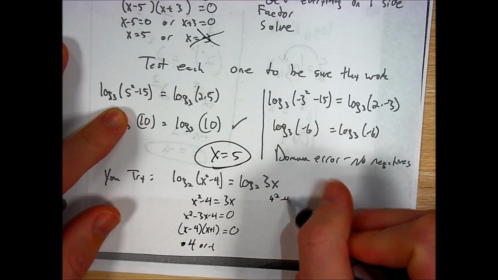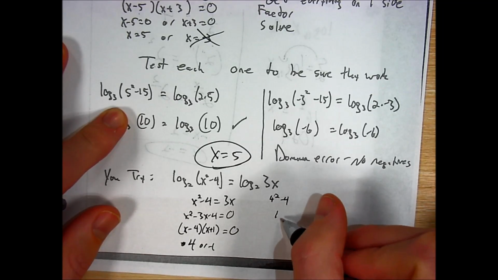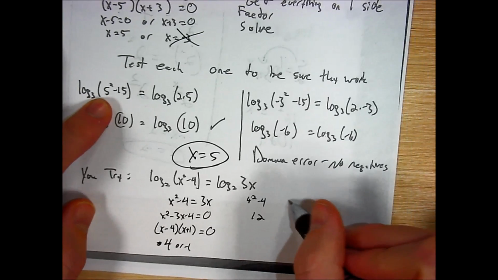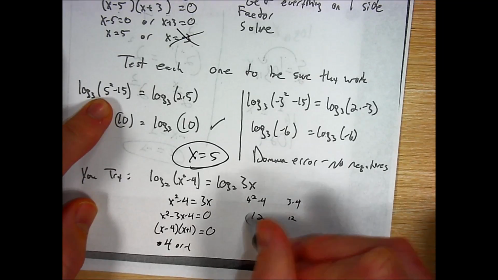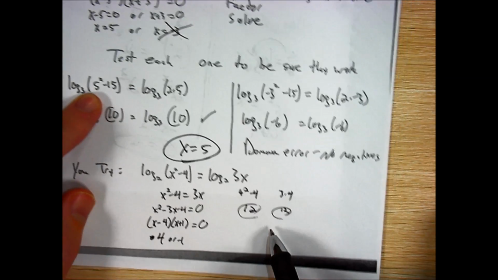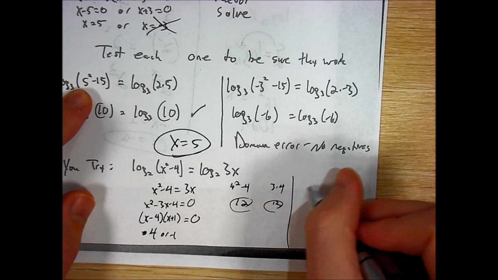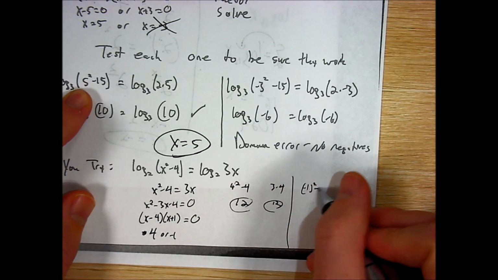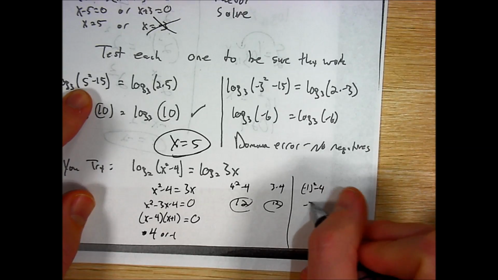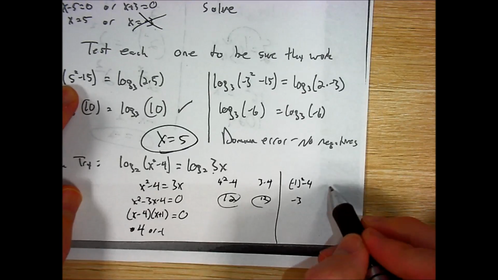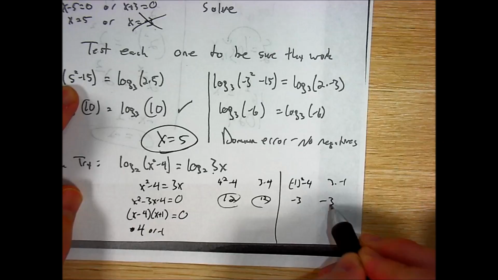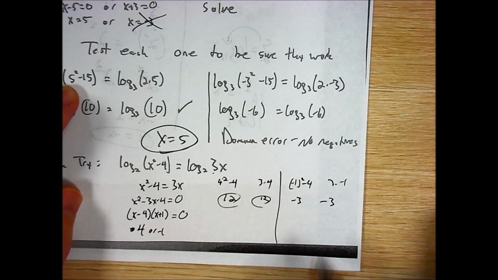4 squared minus 4 is going to be 16 minus 4 is 12. And over there, 3 times 4 is 12. Positive, and they match. Good. Try -1. -1 squared is 1 minus 4 is -3. And then 3 times -1 is also -3. They match, but they're negative.